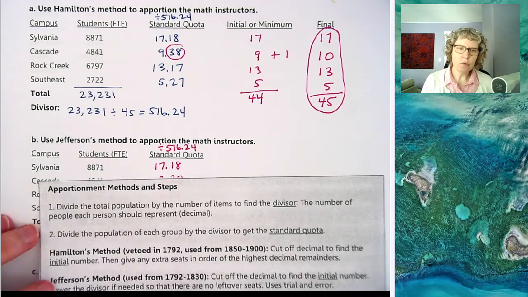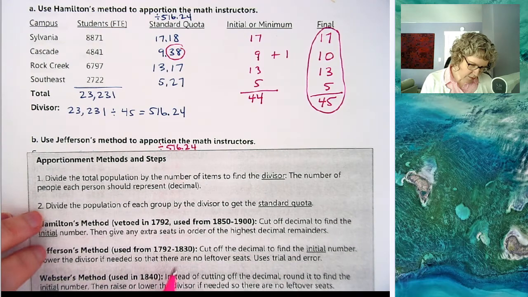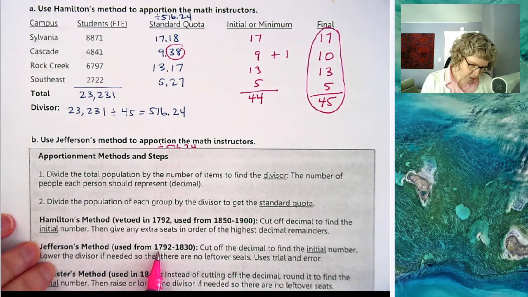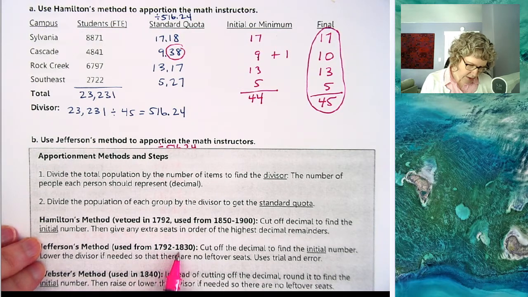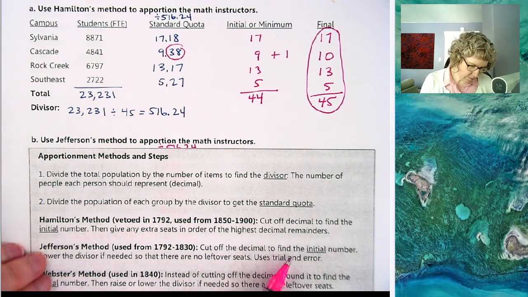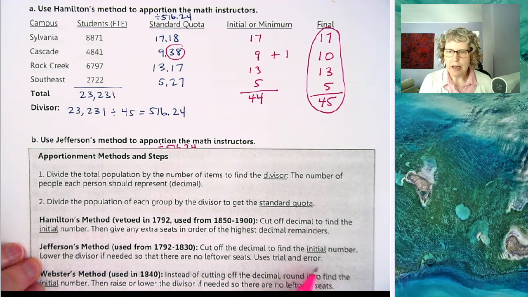Now let's see what Jefferson said to do. Jefferson's method was actually used before Hamilton's. It was used from 1792 to 1830. He said, cut off the decimal to find the initial number, same as Hamilton, but then lower the divisor if needed, so there are no leftover seats. This method uses trial and error.